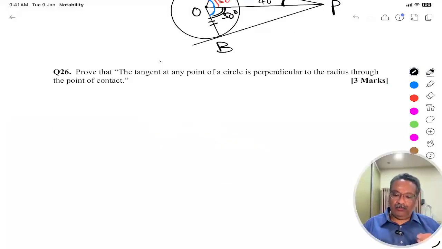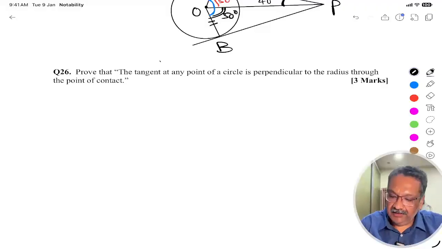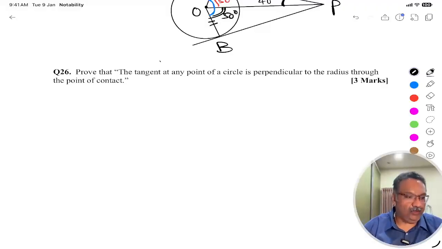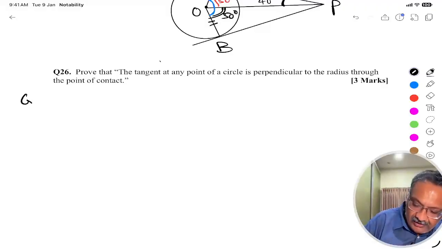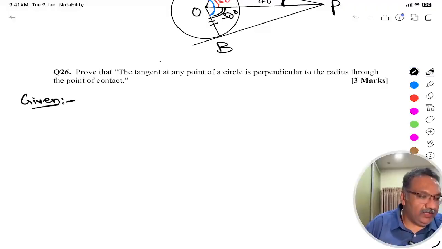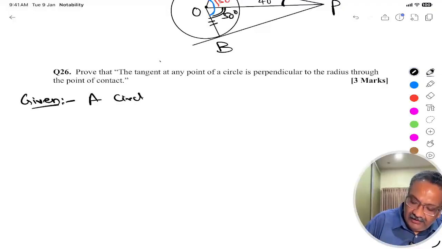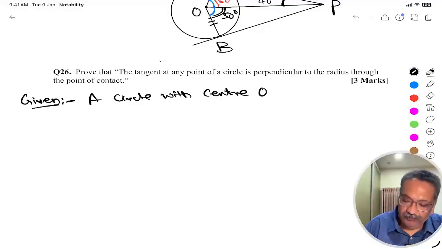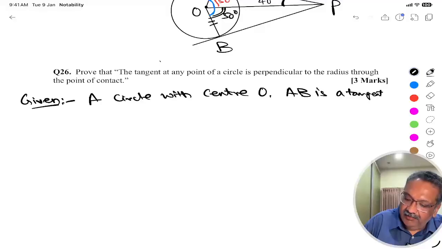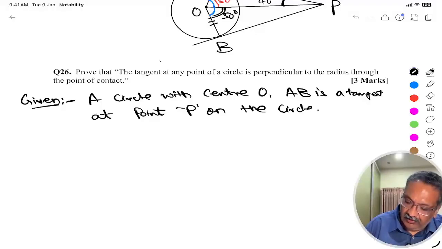Next question, we have to prove that the tangent at any point of a circle is perpendicular to the radius through the point of contact. Okay, so now what is given? Given, we will take a circle with center O, and AB is a tangent at point P on the circle. Okay, so we will draw that.